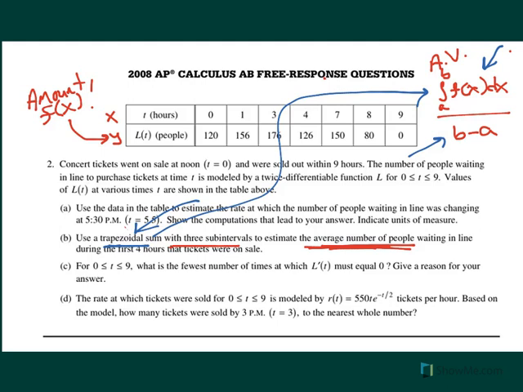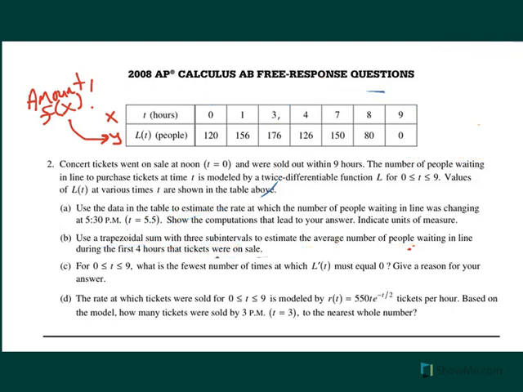They want to know the average number of people, the average value, waiting in line during the first 4 hours. So you're going to use trapezoids to find your area in the first 4 hours, and then divide by the length of the interval, which is going to be 4 minus 0. So the B minus A down here is going to be the 4 minus 0. Use a trapezoidal sum to find this, and then divide by the length of the interval.